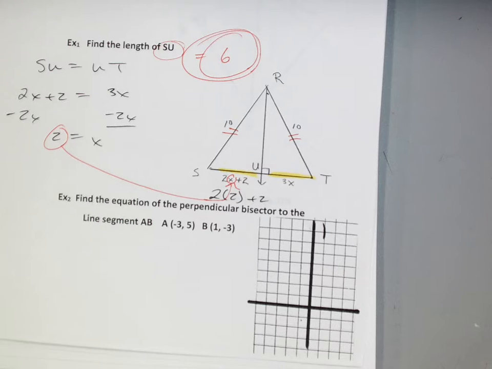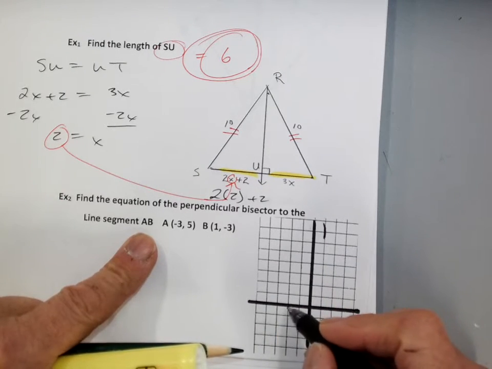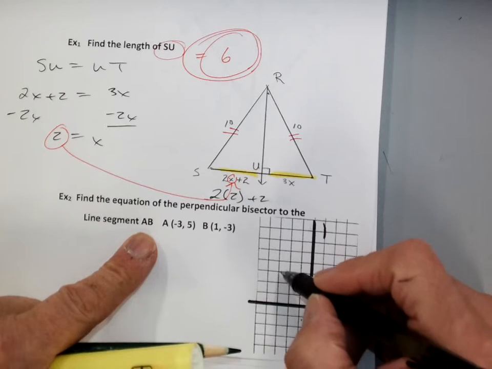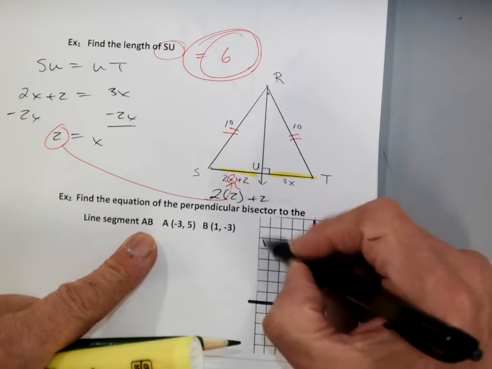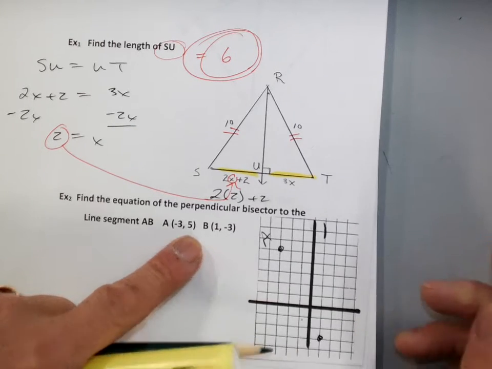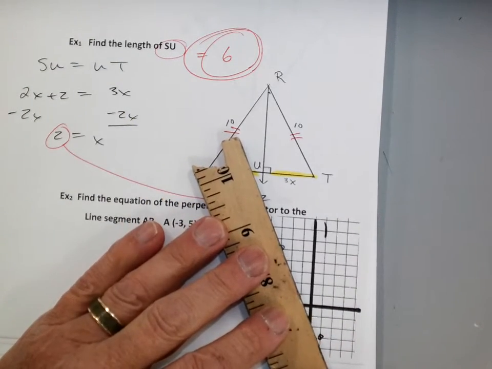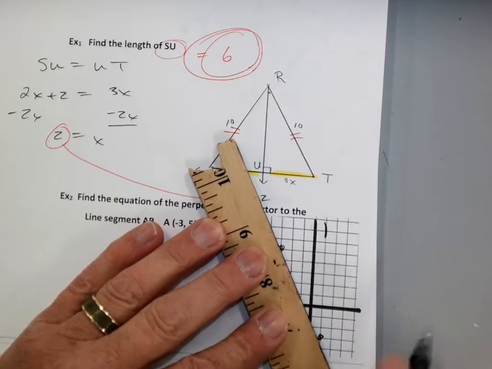Example 2. Find the equation of the perpendicular bisector. Let's figure out what this means. Let's graph AB. There's A, and then the other point. Now I'm going to grab a ruler and connect these.